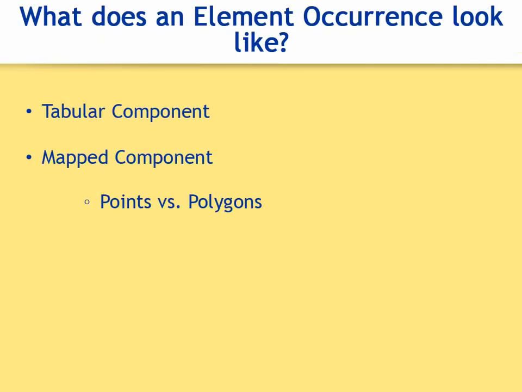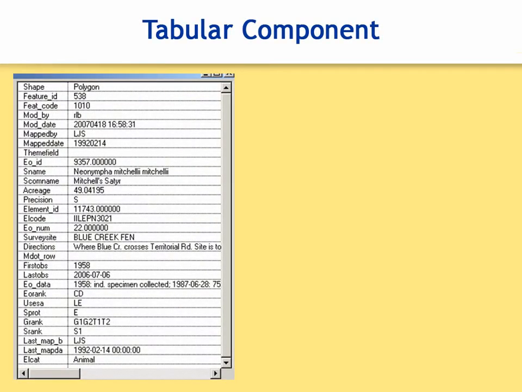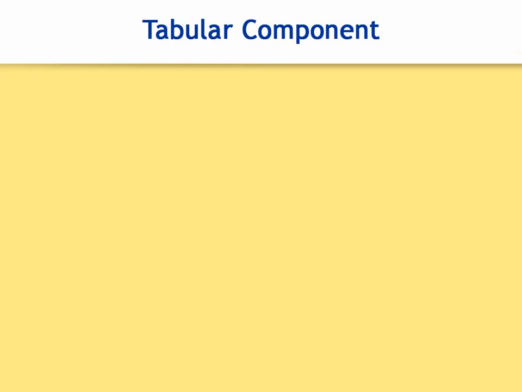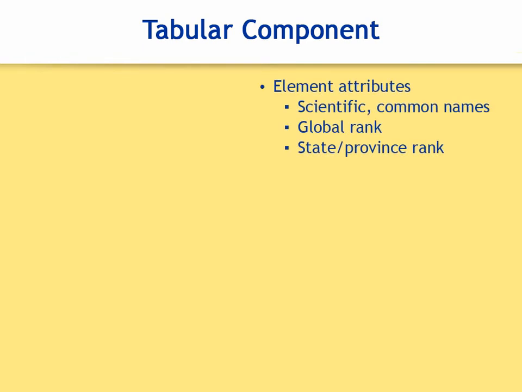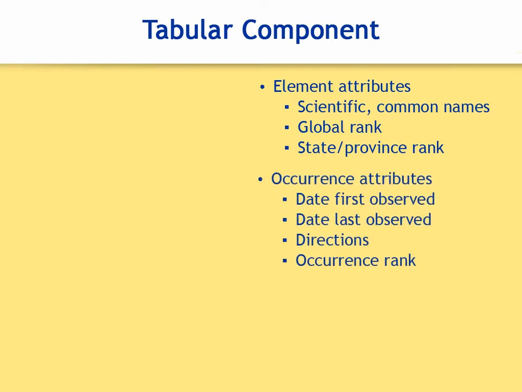Every element occurrence has two main pieces, a database record in tabular format and a mapped location. The attribute tables of natural heritage records include many fields from the database. Some of them are element-level data, such as how at risk the species is. Many of them are occurrence-level data, such as when it was first and last observed at this location, and written directions to the site. The tabular data also includes metadata about the data itself, such as who observed it, or whether it came from a specimen label versus a field survey.